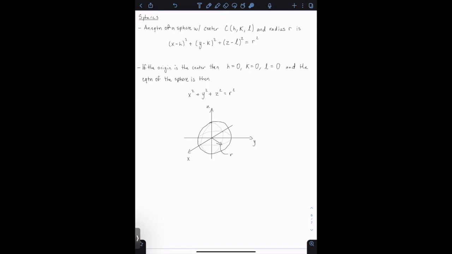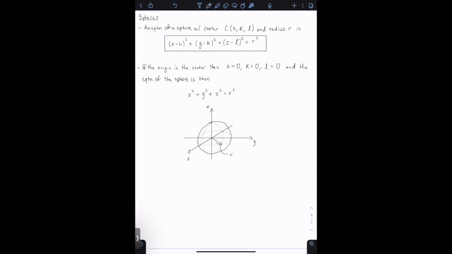All right, finally, I'm just going to talk a little bit about spheres. An equation of a sphere in 3D with center h, k, l, these are the x, y, and z coordinates of the center of the sphere, with radius r, is given by this equation: x minus h squared plus y minus k squared plus z minus l squared is equal to r squared. This looks pretty similar to the equation of a circle in 2D with center h, k. Now we're just adding that extra z component. So this makes it a sphere.